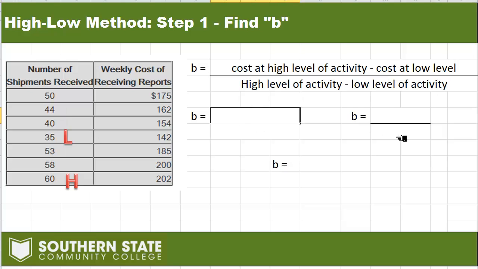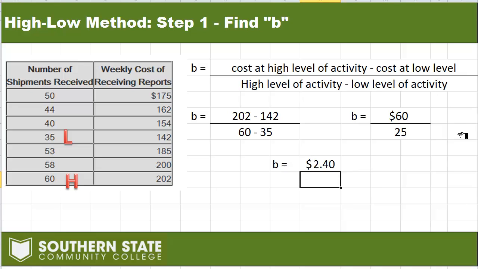It says cost at the high level of activity, and it looks like 202. And then we're going to subtract the low level of 142. High level of activity was 60. Low level was 35. So we do the math behind that, we get 60 divided by 60 minus 35, which is 25. So we'll take the 2, divide it out, and I get $2.40. And remember, B represents the variable cost component. So our variable cost component in the formula is going to be $2.40.